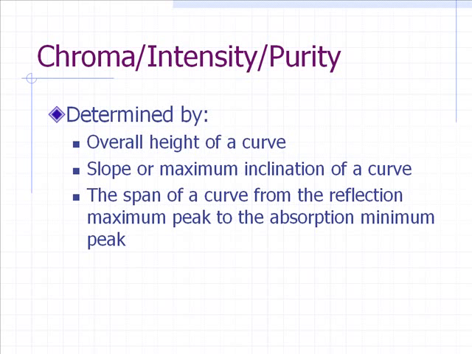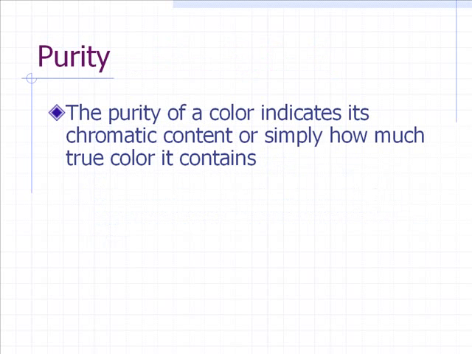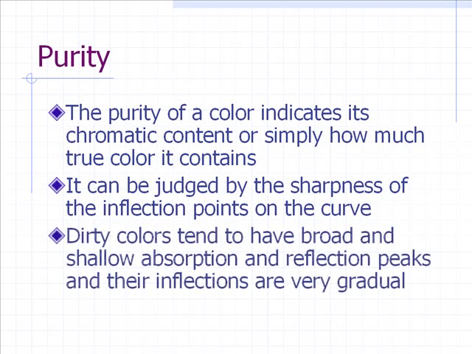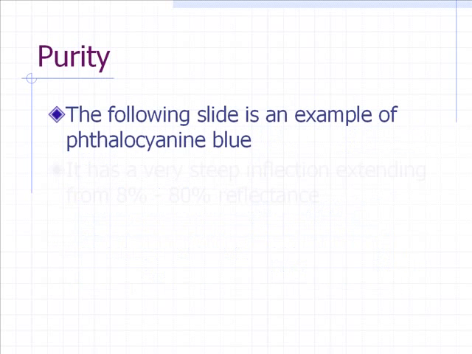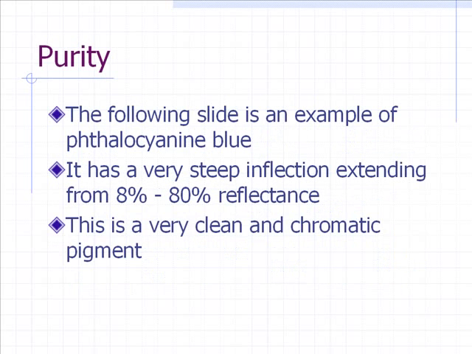The purity of a color indicates its chromatic content, or simply how much true color it contains. We judge by the sharpness of the inflection points on the curve. And again, dirty colors spread out, clean colors go straight up. Phthalocyanine blue has a very steep inflection extending from 8% all the way up to 80%. Very clean and chromatic pigment. Goes up real high. That gives it our clean hue, like we mentioned before.